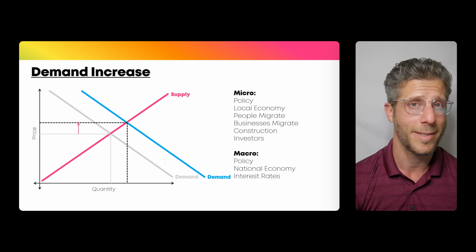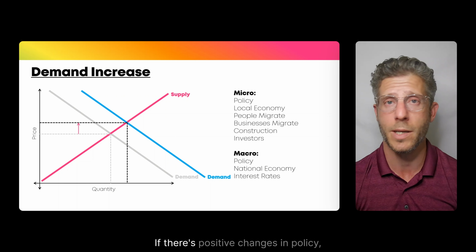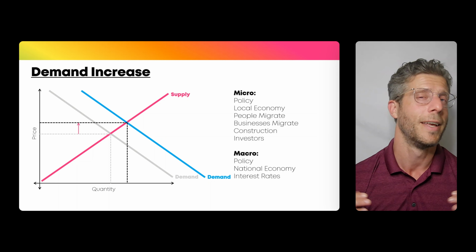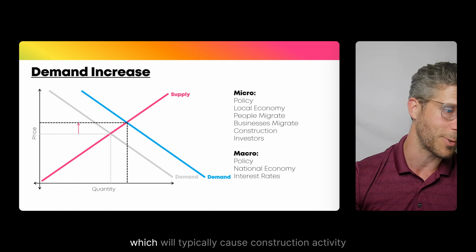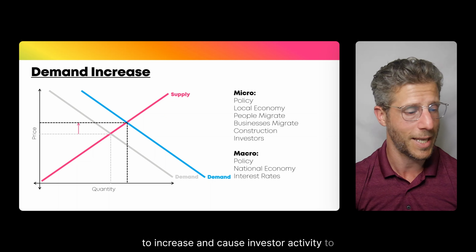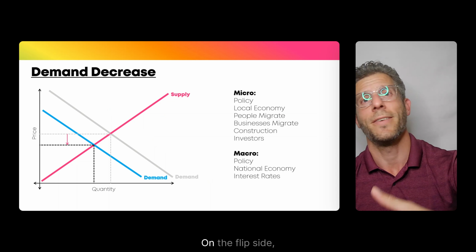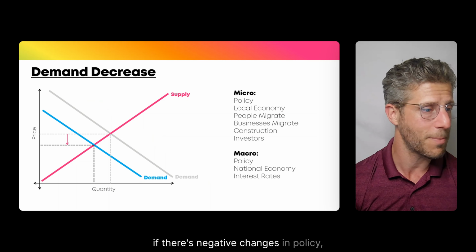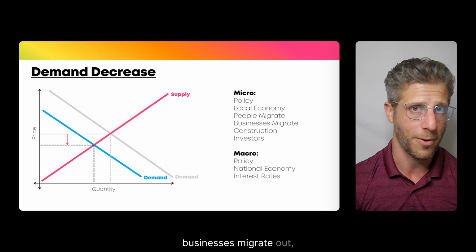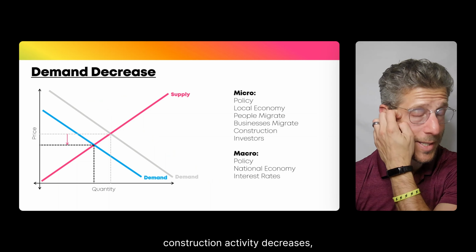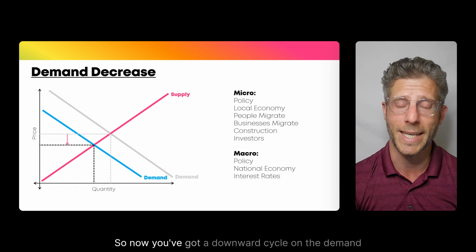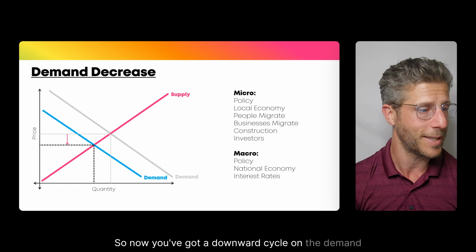On the demand side, same thing. We're looking at the same factors. If there are positive changes in policy, economy, and migration in, that'll all cause demand to increase, which will typically cause construction activity to increase and cause investor activity to increase as well. On the flip side, if there are negative changes in policy, negative changes in the local economy, people migrate out, businesses migrate out, construction activity decreases, and investor activity decreases as a result as well. So now you've got a downward cycle on the demand side.